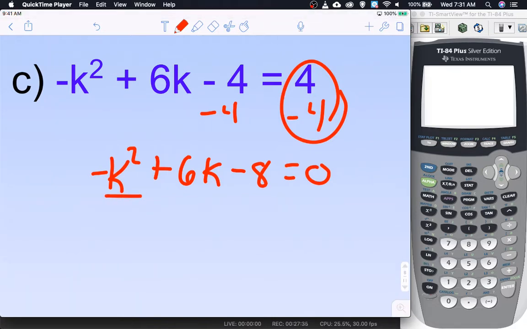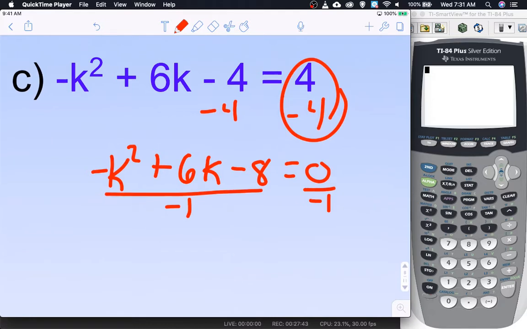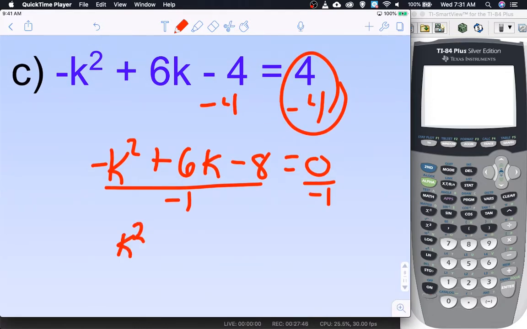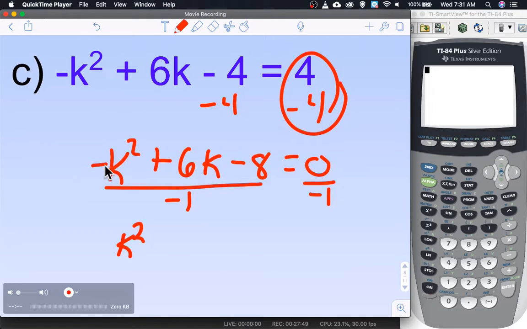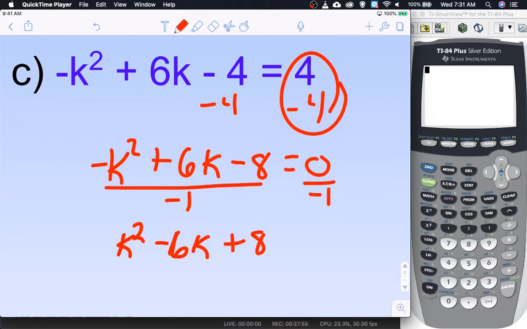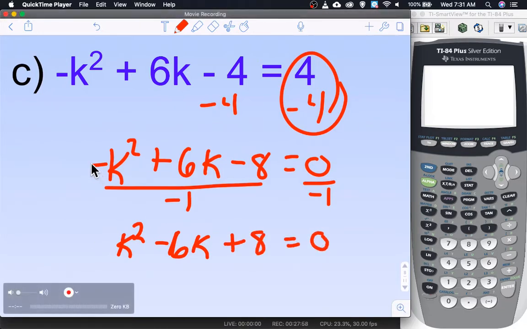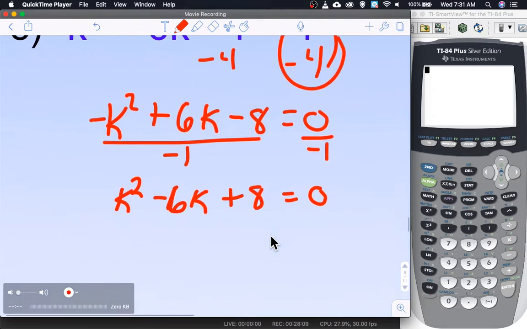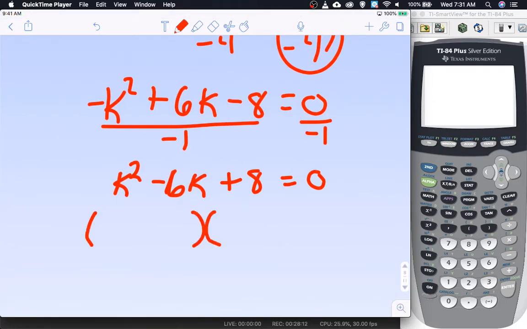If we divide both sides by negative 1, so we're dividing everything by negative 1, watch what happens. That becomes just a k squared. Negative divided by negative is positive. And a minus 6k and a plus 8 equals 0. Basically, we change the sign of the numbers when we divide by negative 1, but it didn't change anything over here because it's already 0, and 0 divided by negative 1 is still 0. Now, I don't have to worry about that negative sign. I can just do normal factoring like I have been doing, and this should be all nice and easy.